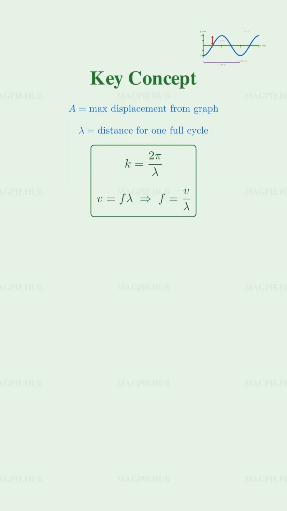Amplitude A is the maximum transverse displacement, read directly from the graph. Wavelength lambda is the distance for one complete cycle on the graph. Wave number k relates to lambda as k equals 2 pi over lambda. And frequency f relates to wave speed v and lambda through the fundamental relation v equals f times lambda, so f equals v over lambda.